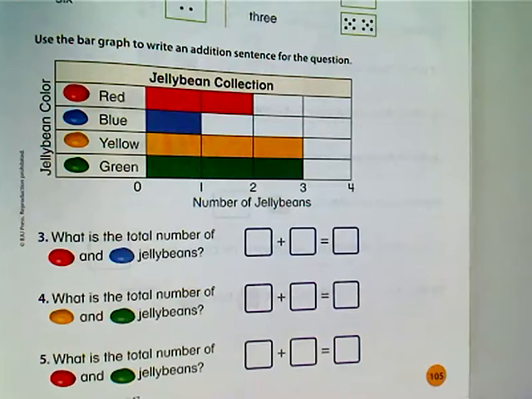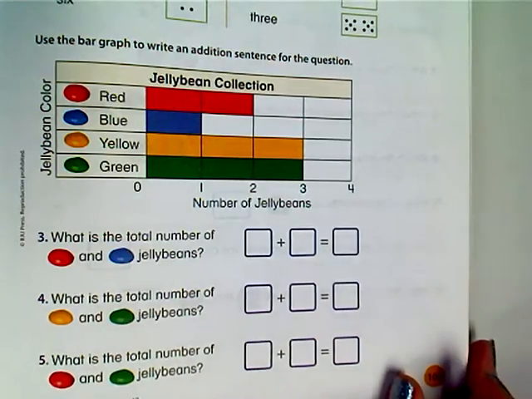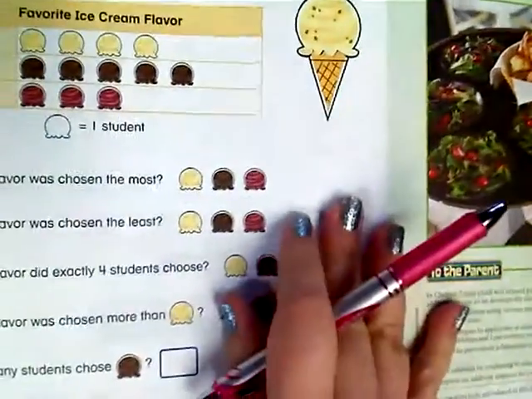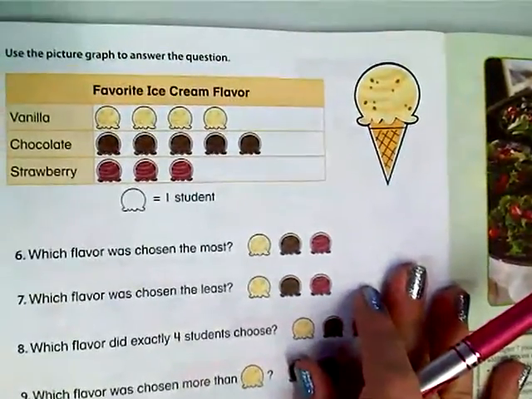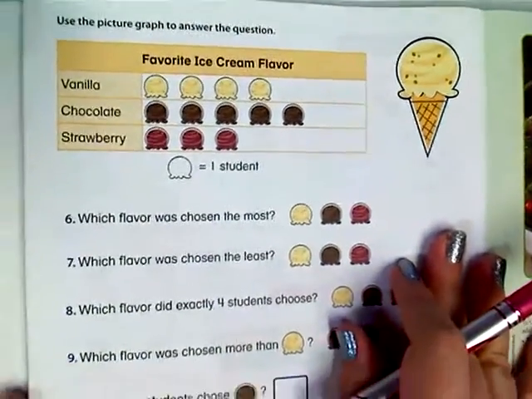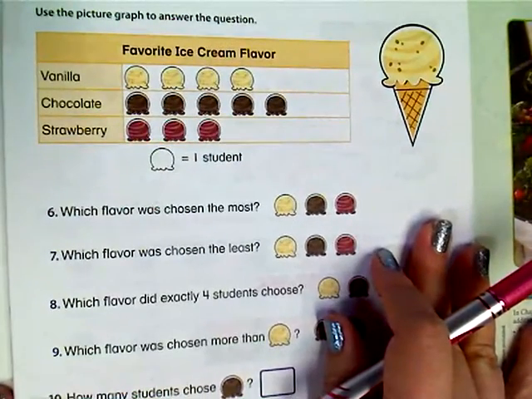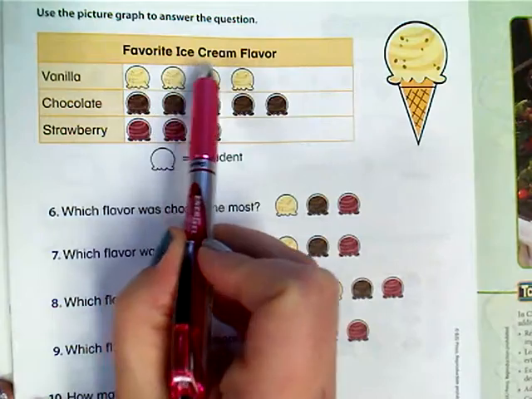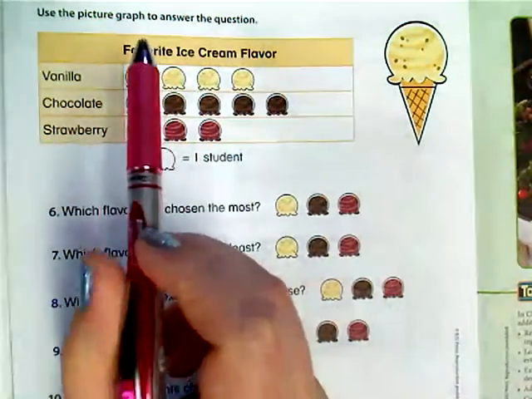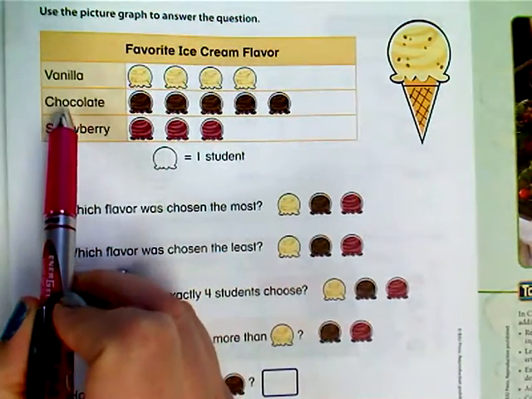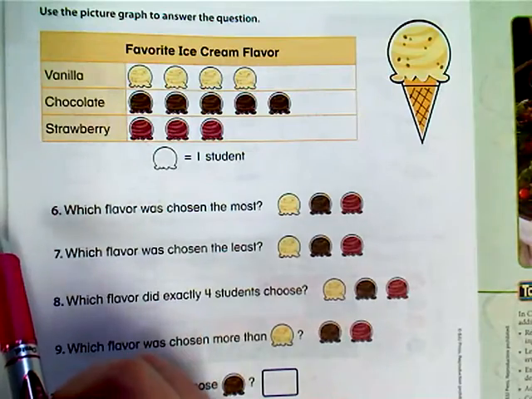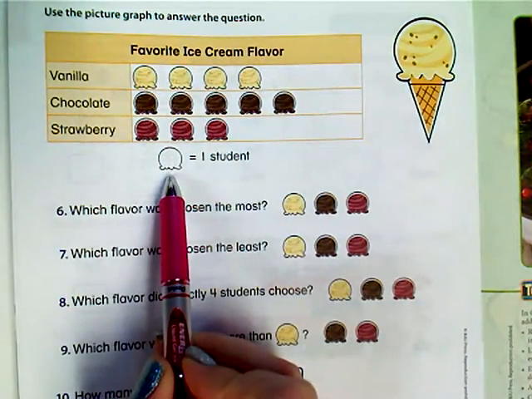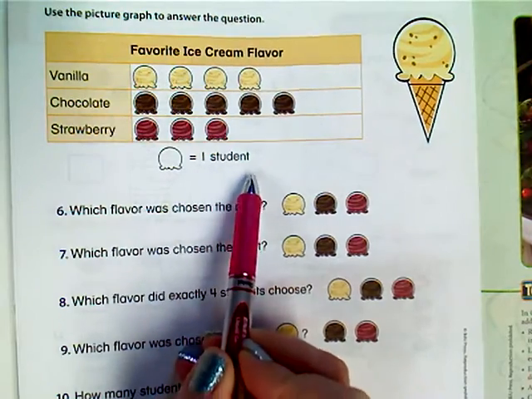When we look at the next page, page 106, here we have a picture graph. So a picture graph we know uses pictures. Same thing, let's look at the title of our picture graph, Favorite Ice Cream Flavor. We can see here we have 3 choices. We have vanilla, chocolate, or strawberry. And when we look at the key, it tells us that 1 scoop of ice cream equals 1 student.